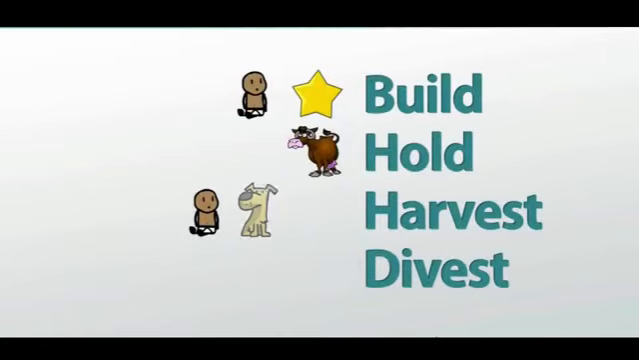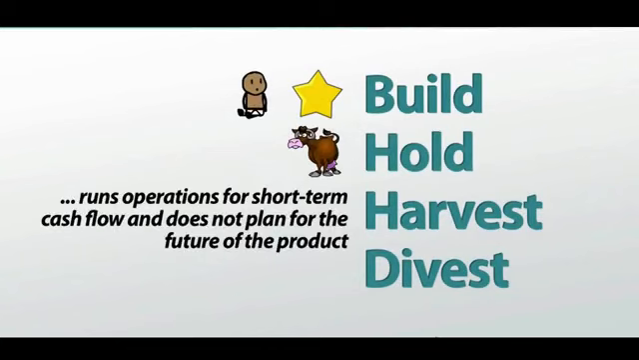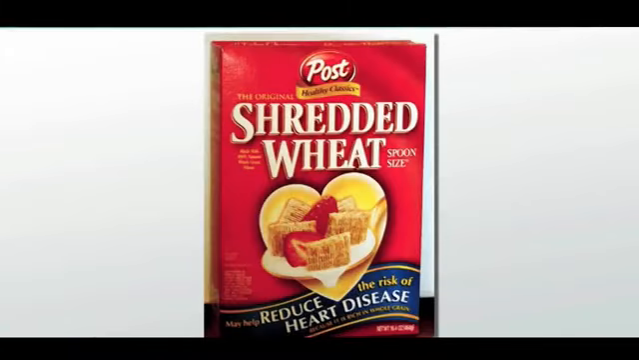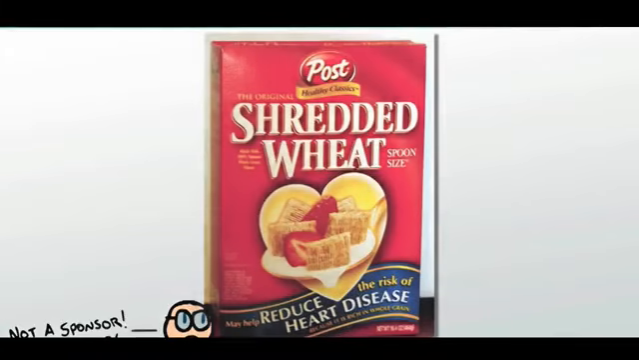Problem children, dogs, and cash cows all have the option of the harvest allocation of resources. Harvesting is when a company runs operations for short-term cash flow and does not plan for the future of the product. Companies that harvest their products usually do not spend any money on promotion or advertising. A great product example is shredded wheat cereal, which continues to sell well without bold advertising or reinvention.